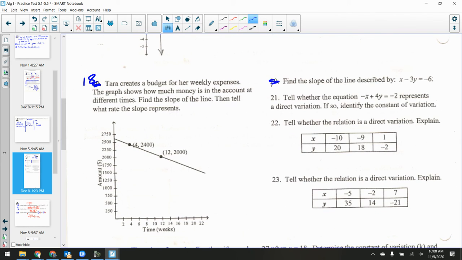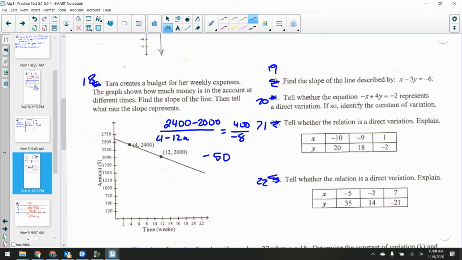Okay, 18. Her slope is 4 minus 12, and that's 400 over -8, so -$50. -$50 per week. She's going down $50 per week. That's what it means.